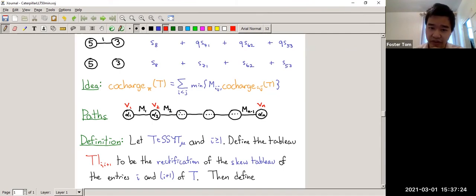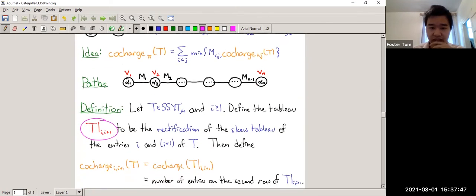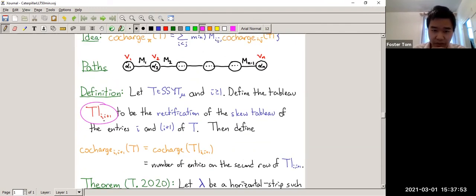And the way that I could define that was, I would say that t restricted to i's and i plus ones would be, I take t, I erase all the entries aside from i and i plus one, so I get some skew tableau. I rectify it, and then I just get a tableau with two different kinds of entries. So then I'll look at the number of entries on the second row. So t restricted to i's and i plus ones would be this. And then cocharge sub i,i+1 would be just the cocharge of that rectified tableau.